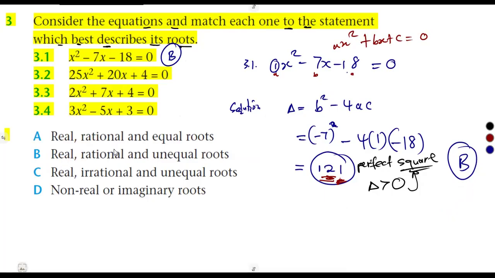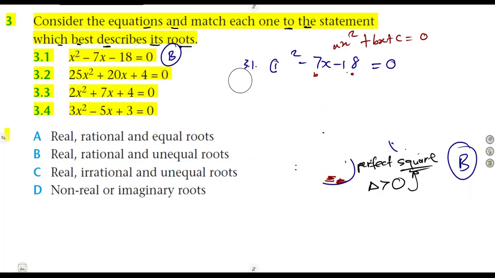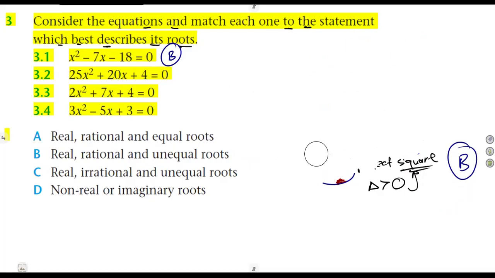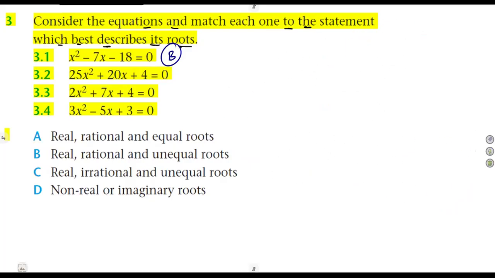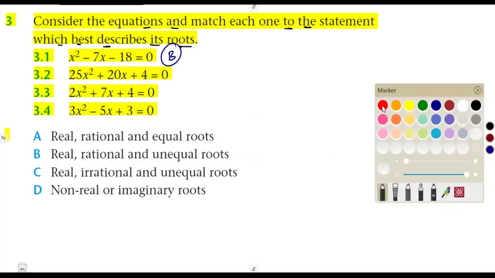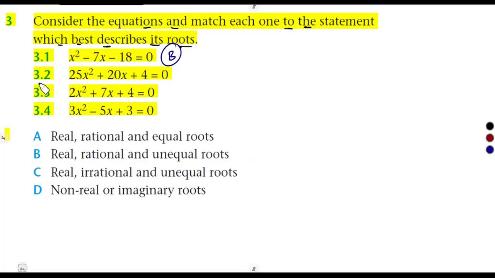Where they are real, rational, and unequal, just like that. So this is how you're going to solve these questions in our case of the understanding of the nature of roots. So the same part, guys, even 3.2, you do the same thing.